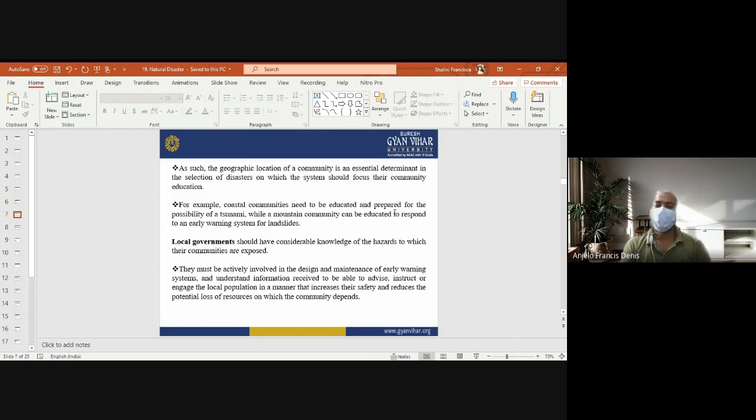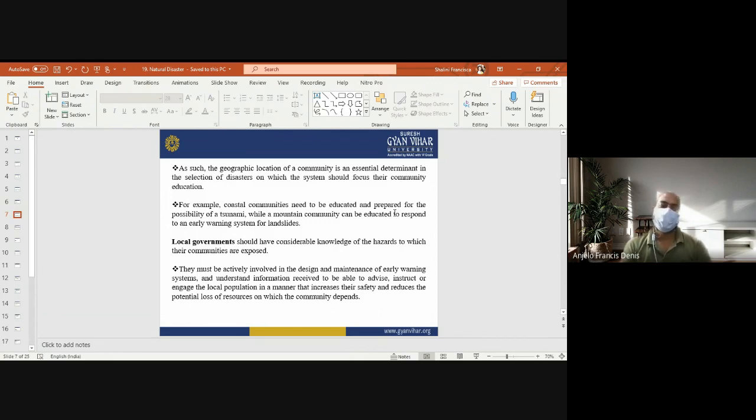For example, coastal communities need to be educated and prepared for the possibility of tsunami, while a mountain community can be educated to respond to an early warning system for disasters like landslides. Landslides are very commonly occurring disasters in mountain regions, and much of the affected sector is the community residing in those areas.